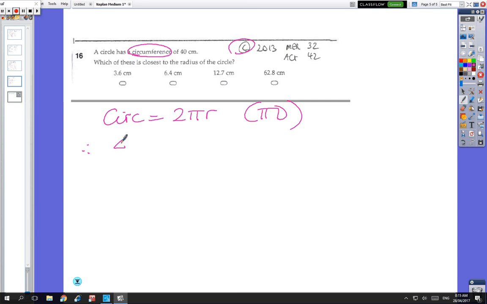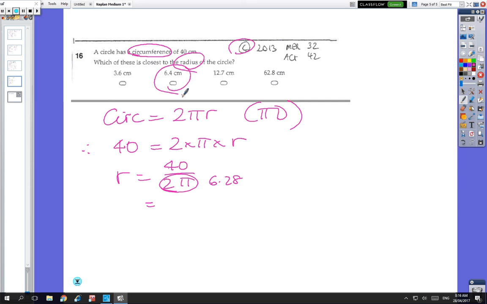Okay, so we've got 40 is the circumference, 2 times pi times the radius, and it's the radius we're trying to find. So the radius is 40 divided by 2 pi. You've got a calculator, I don't have a calculator with me, so that's going to be about 6.28. And again, 40 divided by 6 is about 6, so it's going to be that answer there. But you've got the calculator, so you should get that answer as well.